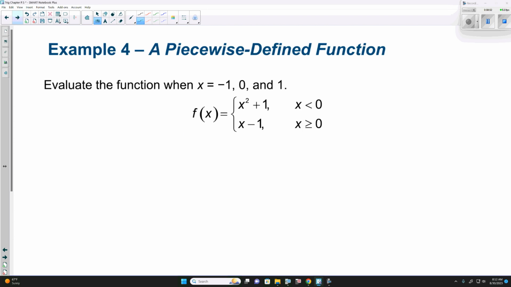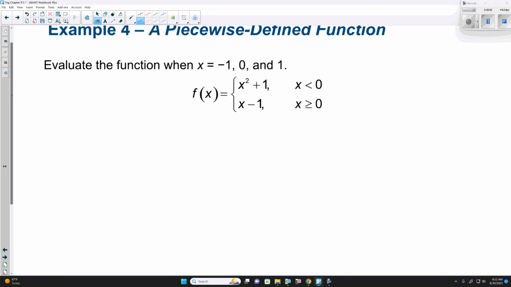So we have this here. Now, the way we evaluate or work with these is that we plug in the value for the given function based on whether it qualifies with our inequality statements. So what this is saying is that f of x is equal to x squared plus 1 if x is less than 0. So any value of x that's less than 0 works for the first part. So if we say f of -1, well, since -1 is indeed less than 0, we're not plugging it into the x minus 1. We're plugging it into the x squared plus 1. And then we can simplify from here.